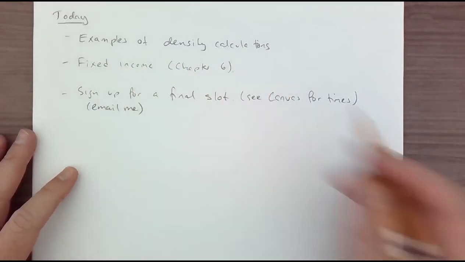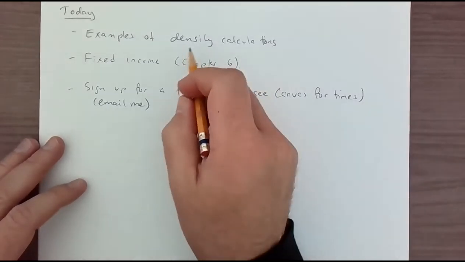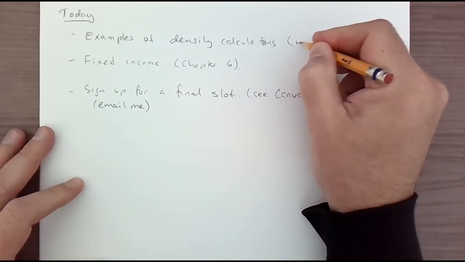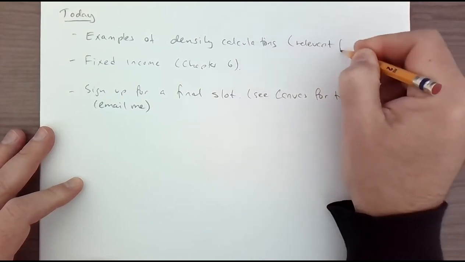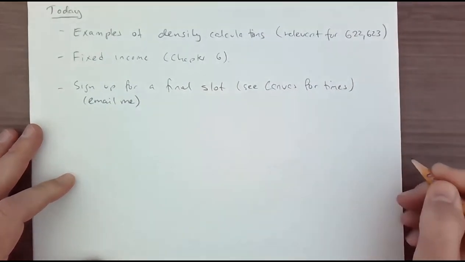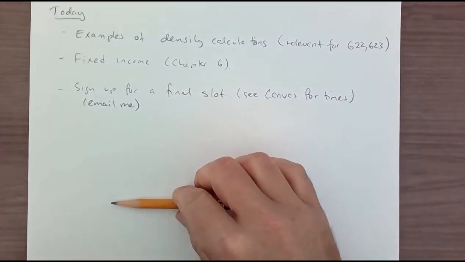So let's spend some of that extra time going through some examples of these density calculations. This is really going to be relevant for 622 and 623. It is not relevant per se for the current class that we have here.